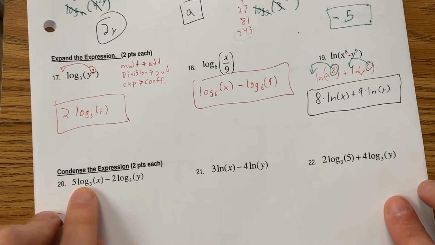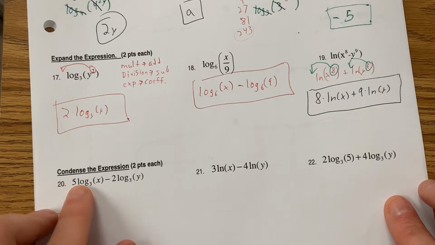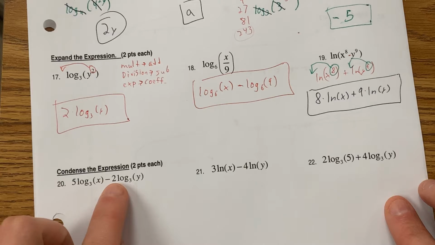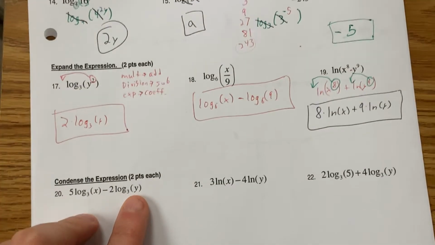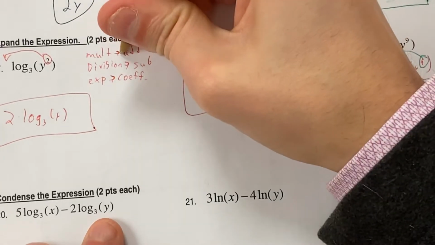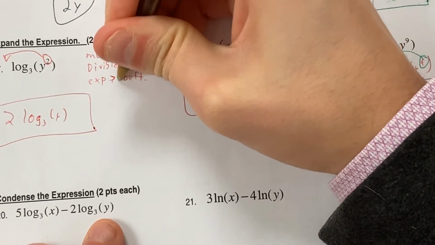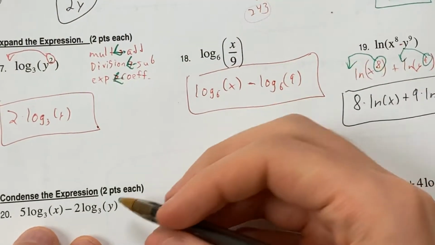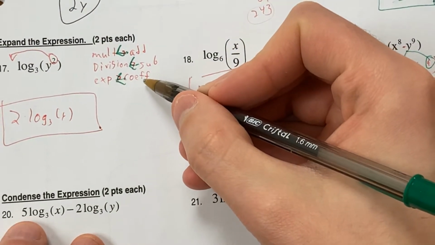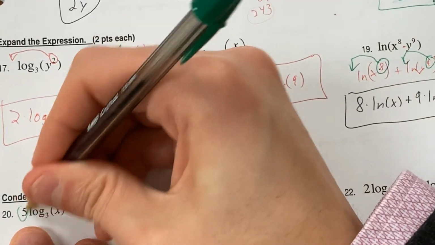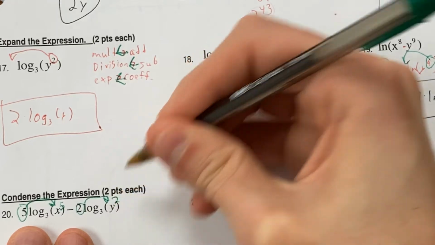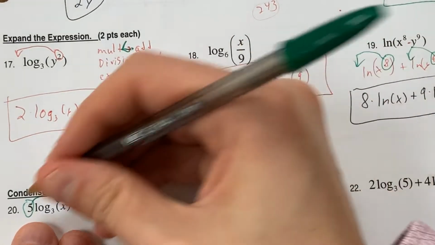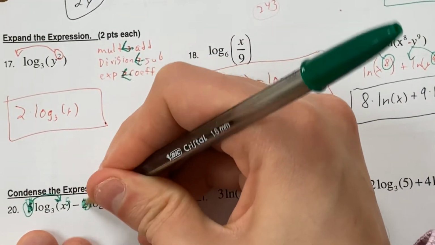Number 20: 5 times log base 3 of x minus 2 times log base 3 of y. We're going to use the same rules that I wrote up here, but going backwards. Here we have a coefficient, and a coefficient can become an exponent. So this will be an x to the 5th, and this 2 would be a y squared. That's the first step: any coefficients become exponents.